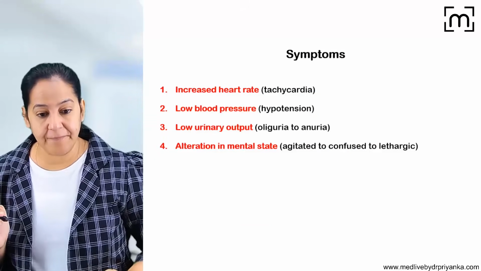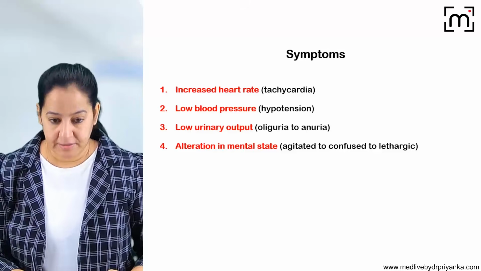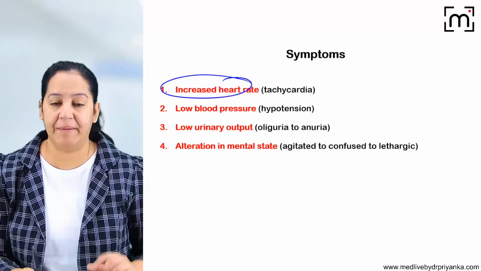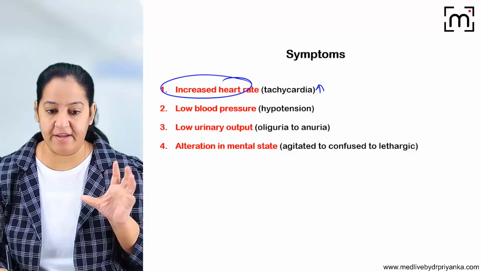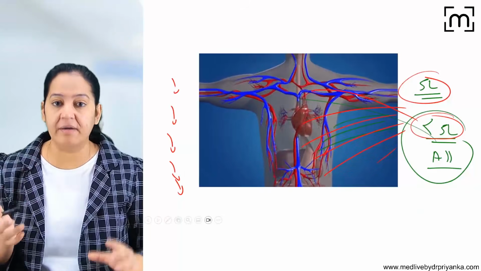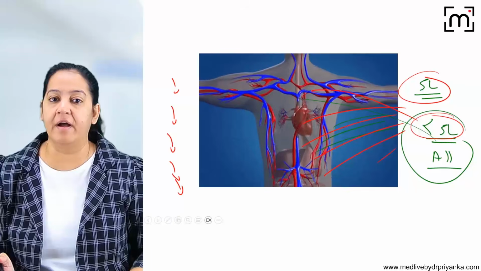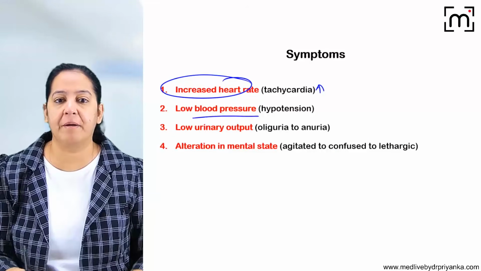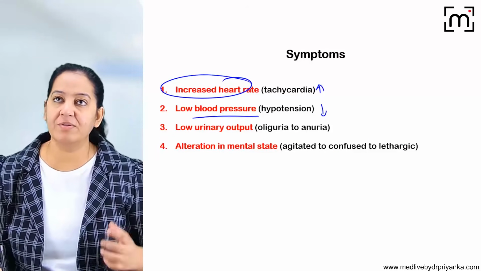So what are the symptoms here? The person has a high heartbeat. The patient is having tachycardia because the heart is trying to compensate, because all the organs are getting inadequate blood. Now the heart is trying to compensate by doing tachycardia. And if you measure, the blood pressure will be low, because there is less blood.